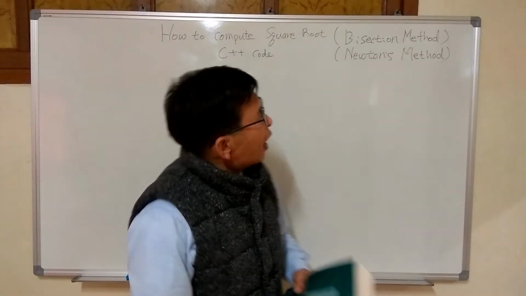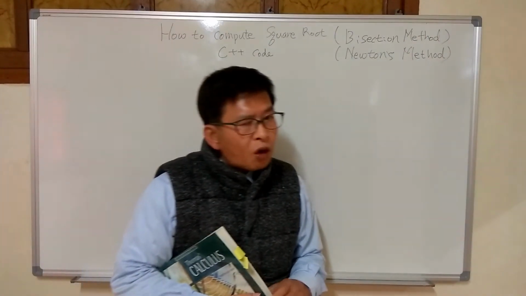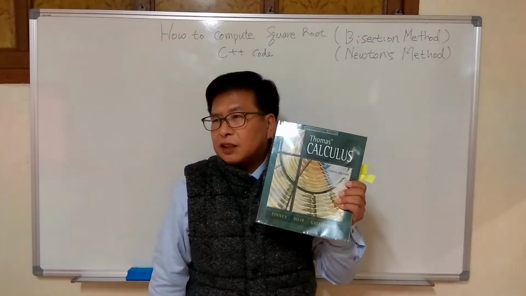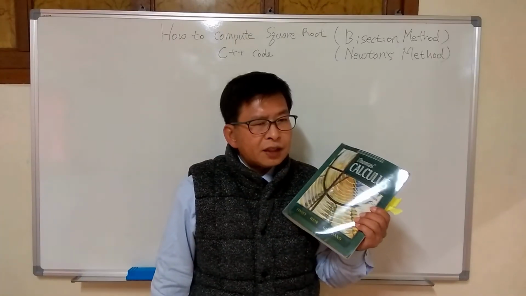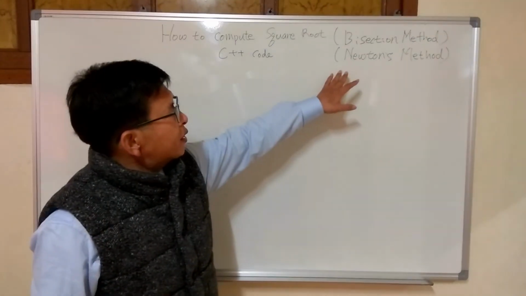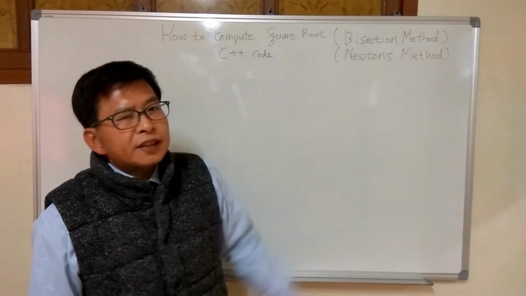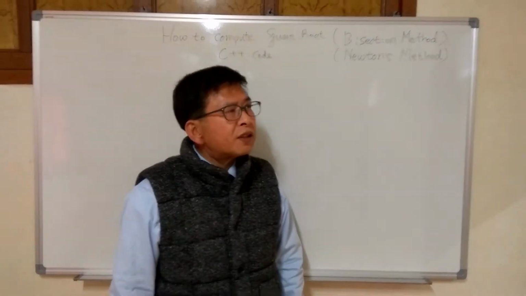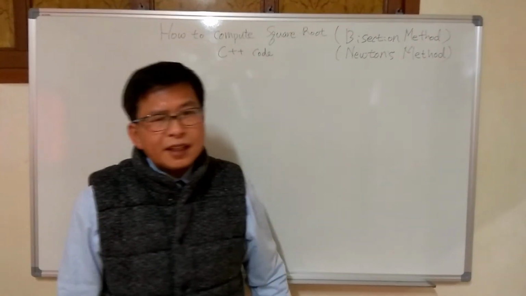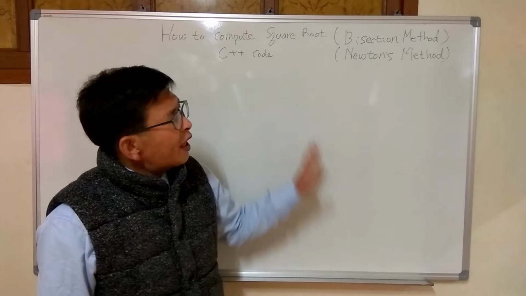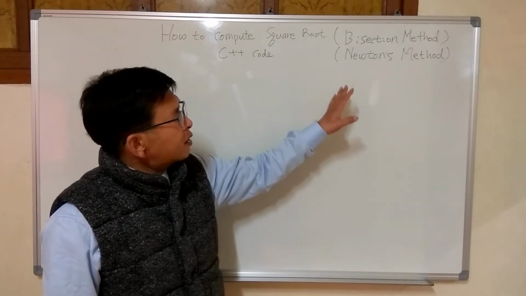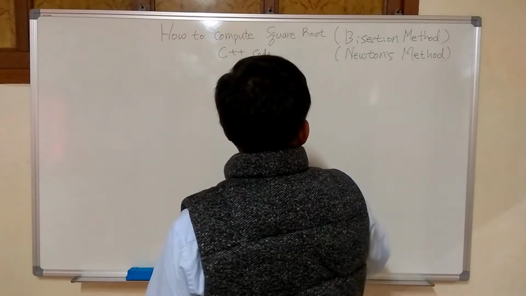In my case, I learned the bisection method and Newton's method about 30 years ago. I used this book. This was my first book in college, and in this book, I remember I first learned Newton's method. In the case of the bisection method, I learned it later, in a sophomore or senior class, when I studied numerical analysis. But these methods are actually among the most fundamental numerical methods, so please try to remember them. And I will try to explain as clearly as possible.